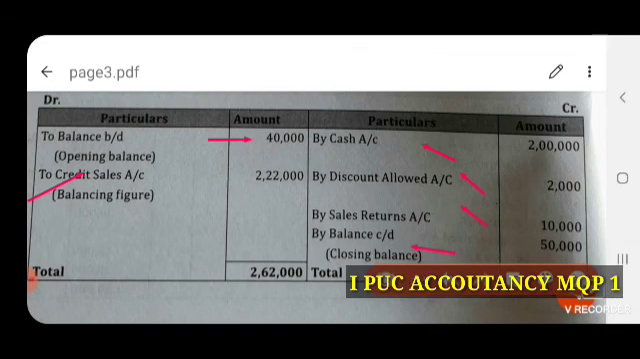So these are the 6 marks questions. Totally you will get 7 questions. Out of 7 you have to answer any 4. Even in 6 marks questions you can have trading account also, profit and loss account, balance sheet.